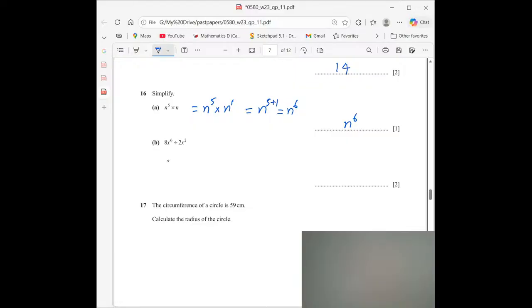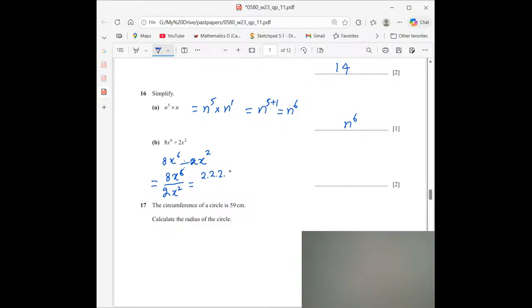8x power 6 divided by 2x power 2. So one value divides the other, so we can write it in the fraction form also: 8x power 6 by 2x power 2. Now we can factorize 8 as 2 multiplied by 2 multiplied by 2. So 2 multiplied by 2 is 4, 4 multiplied by 2 is 8. So how many x are written there? 1, 2, 3, 4, 5, 6 x are written there.